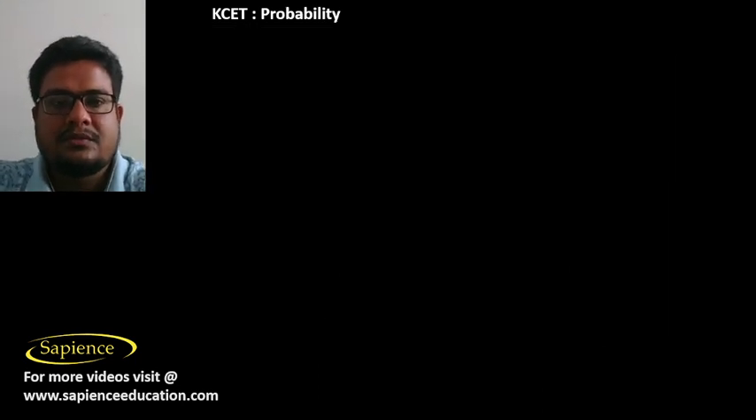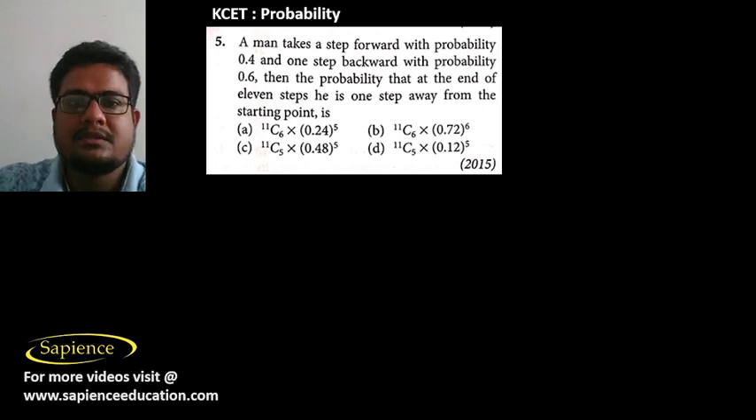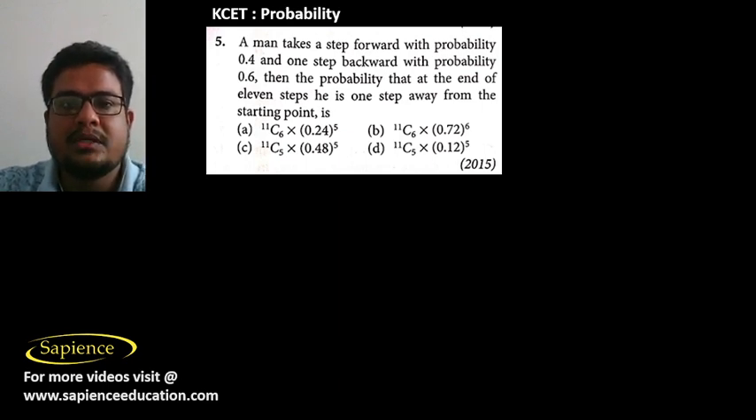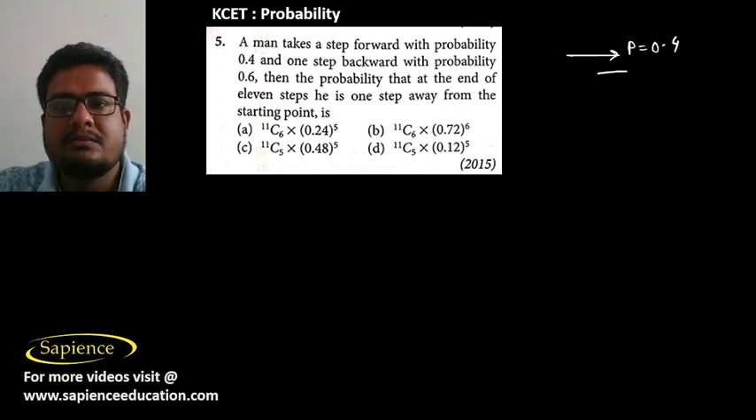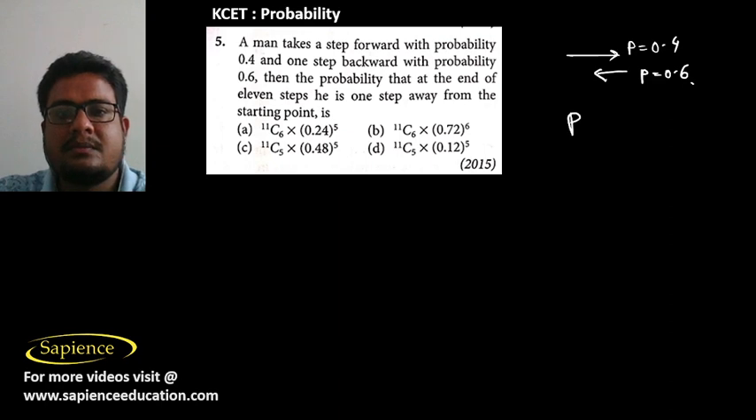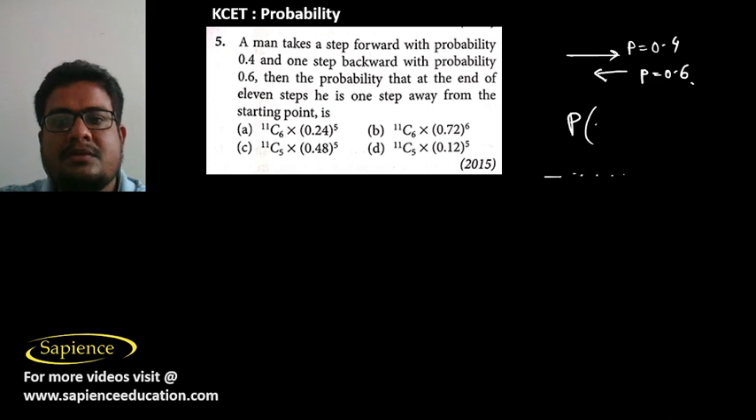Then in question number 5, it's told a man takes a step forward with probability 0.4 and one step backward with probability 0.6. Then the probability that at the end of 11 steps he is one step away from the starting point.